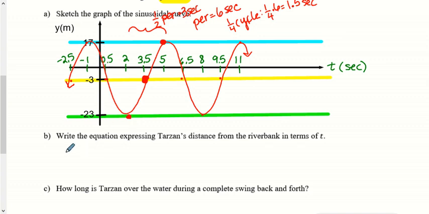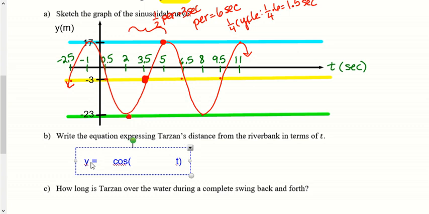All right, part B says to write the equation for Tarzan's distance from the riverbank in terms of t. So we know that this is either a sine or a cosine function. I think it's going to be easier to write it as a cosine function, so I can start at this peak, which I know was 5 because they gave me that data point. So I know I'm going to have something of the form y equals, a number out in front, a cosine, and then a bunch of stuff inside here with a t, and then something on the end.